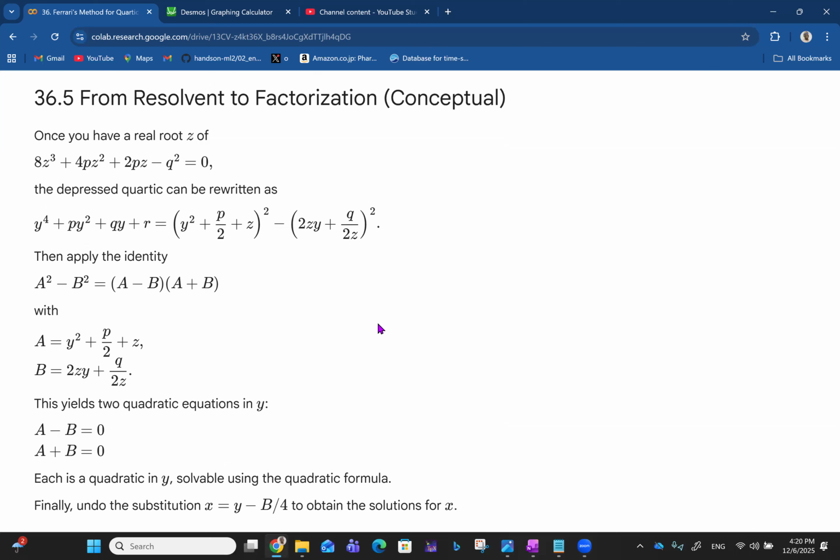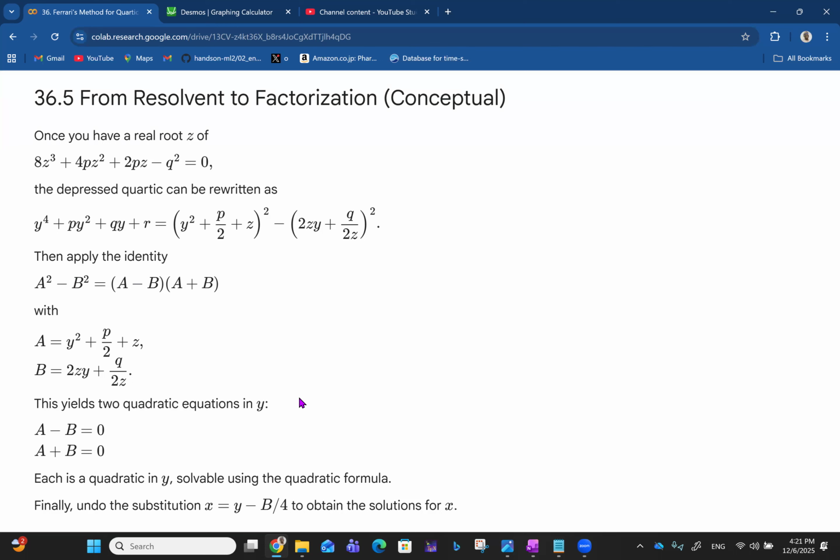So once you have a real root z of 8z cubed plus 4pz squared plus 2pz minus q squared equals 0, the depressed quartic can be rewritten as y raised to power 4 plus py squared plus qy plus r equals y squared plus p over 2 plus z, raised to power 2, minus 2zy plus q over 2z, squared. Then you apply the identity that you have a squared minus b squared, that's a minus b into a plus b, with a now being y squared plus p over 2 plus z, and b is 2zy plus q over 2z.